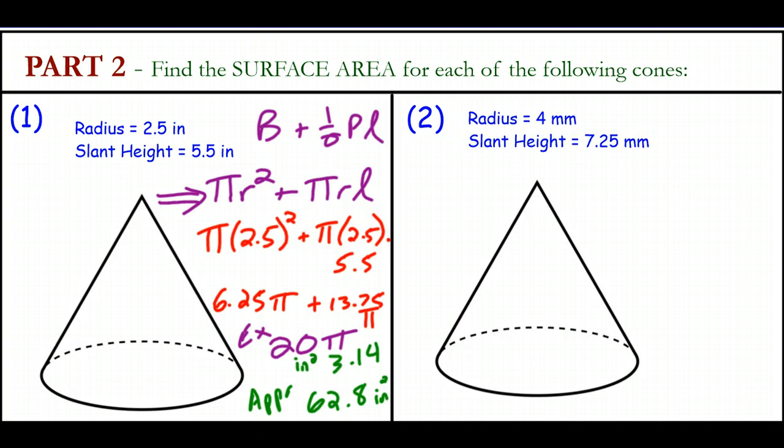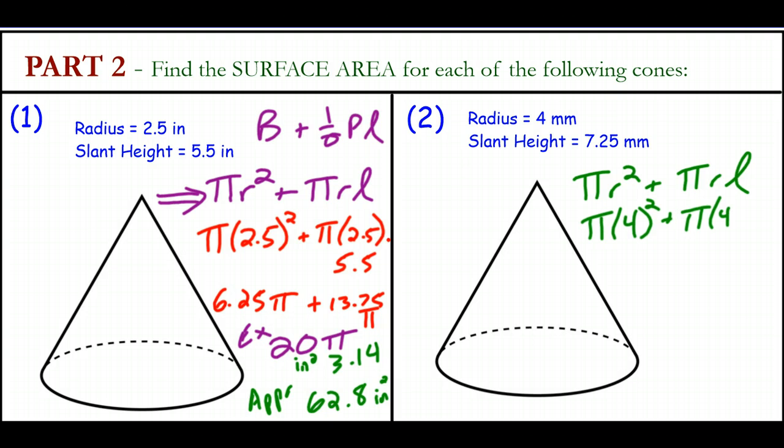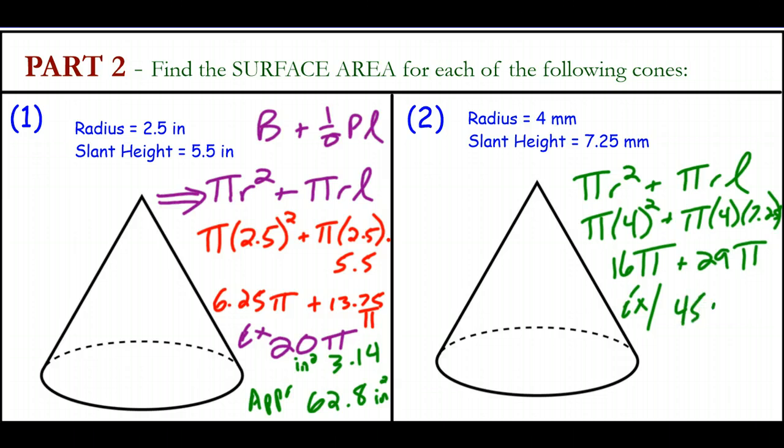For the second cone, we have 4 millimeters and 7.25 millimeters. Again, pi r squared plus pi r l. This is pi times 4 squared plus pi times 4 times 7.25. 4 squared is 16. 4 times 7.25 is 29. And we end up with an exact surface area of 45 pi square millimeters.